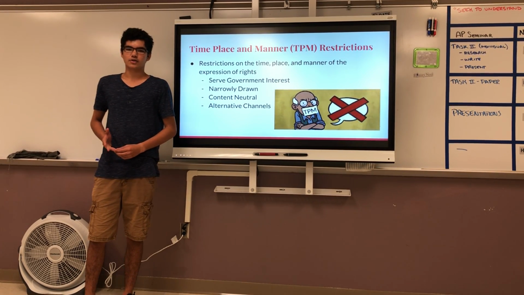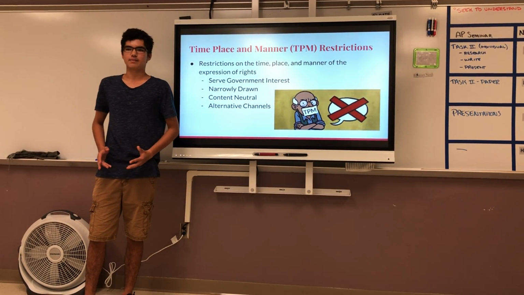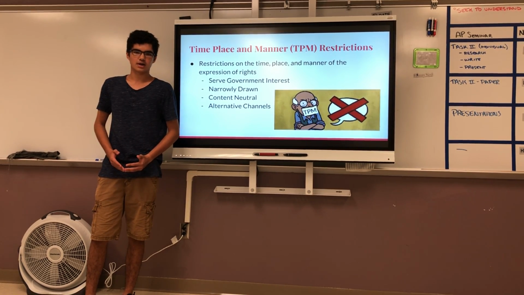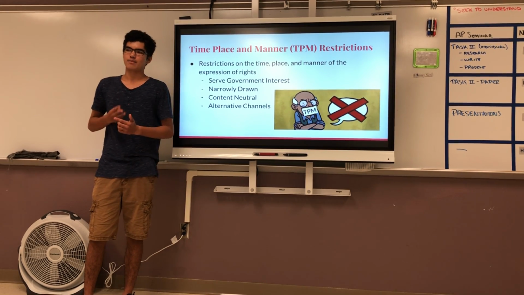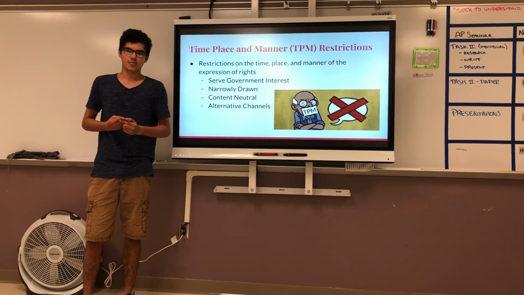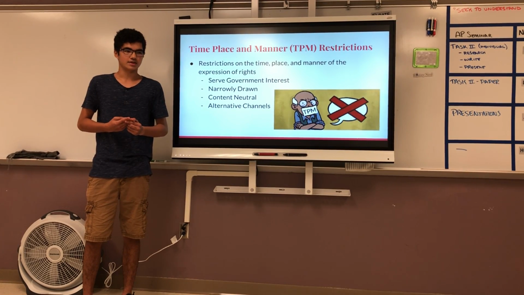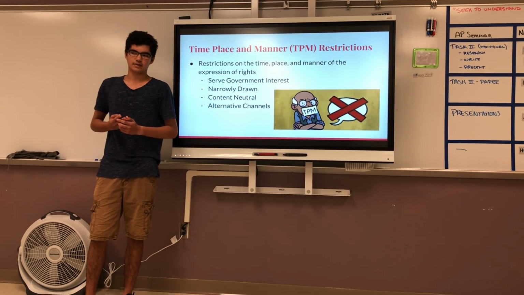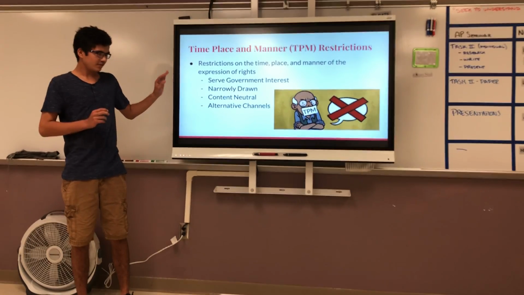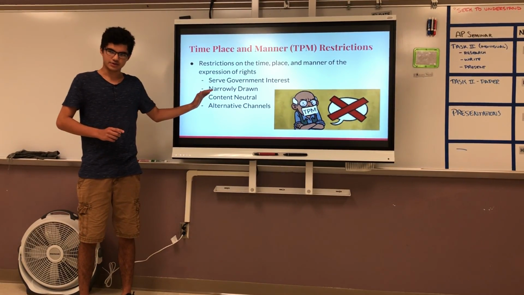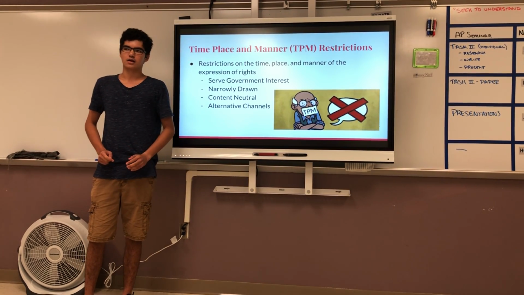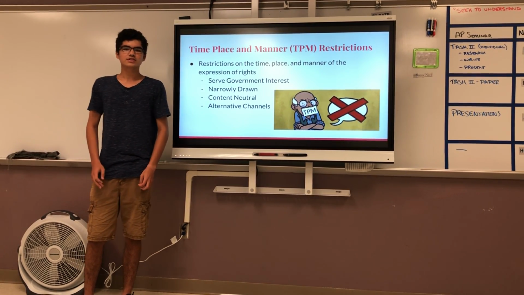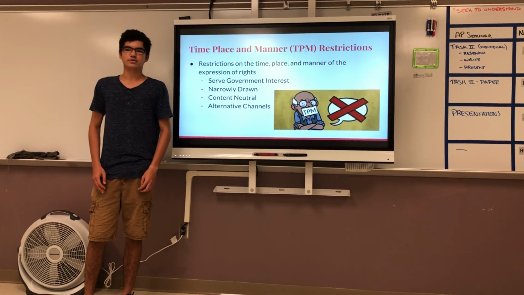Students' First Amendment rights are limited in public schools through time, place, and manner restrictions, or TPM for short. TPM restrictions are exactly what they sound like, restrictions on the time, place, and manner of the expression of rights. In order for these TPM restrictions to be considered constitutional, they must follow 4 guidelines. They must serve a government interest, be narrowly drawn, be content neutral, and must provide alternative methods of expressing your rights.